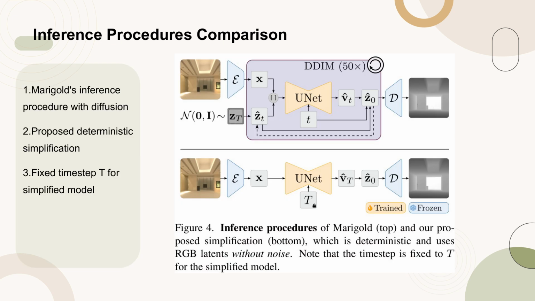Figure 4 illustrates the inference procedures of Marigold, top, and our proposed simplification, bottom. Marigold's method involves a diffusion process, whereas our proposed method is deterministic and operates using RGB latents without noise. Notably, the time step is fixed to T for the simplified model, which streamlines the process and enhances predictability.